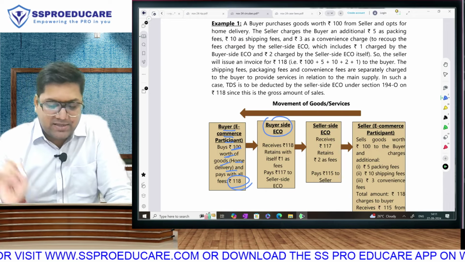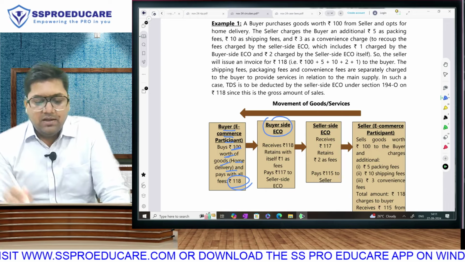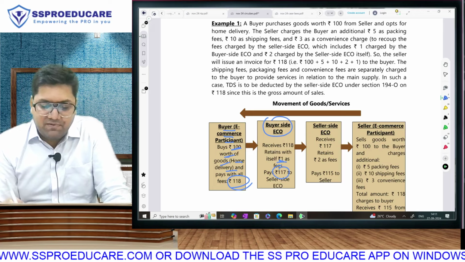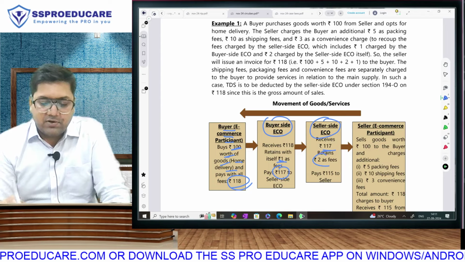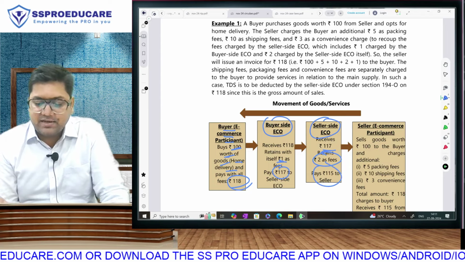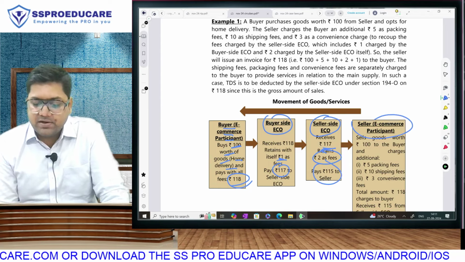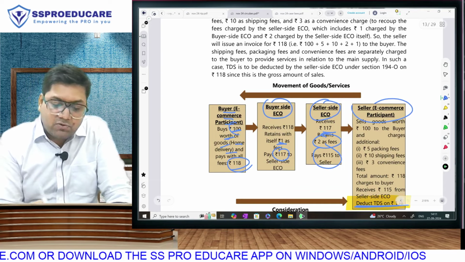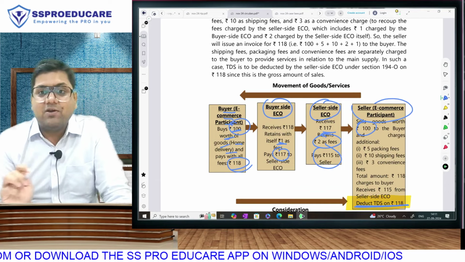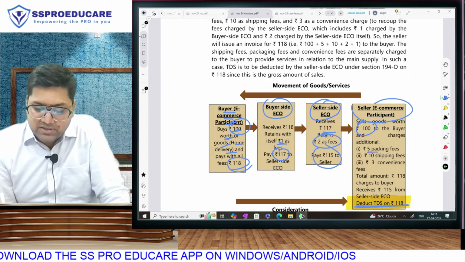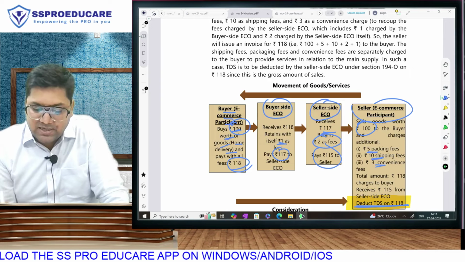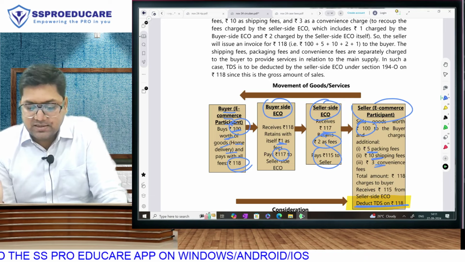So the buyer's organization will receive 118. It will deduct 1 rupee and pay 117 to the seller-side organization, the website. Here again 2 rupees are deducted, and ultimately the seller is getting 115. Now the seller wanted to sell goods worth 100 because the buyer is buying goods worth 100, but the seller had to collect 115 because the seller has packing charges, shipping charges, convenience fees, etc.